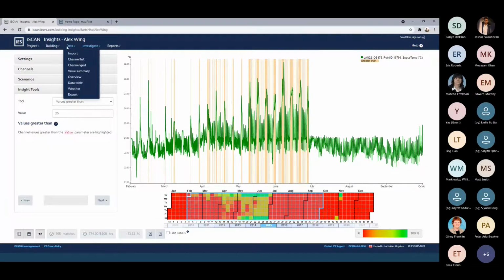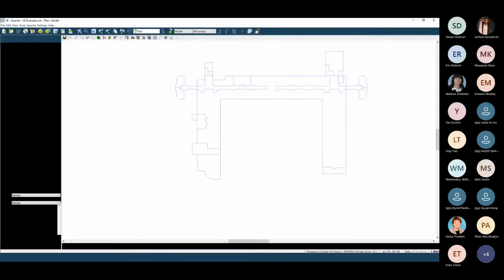And there are so many other parts of this. We can set up rules and alarms for the data. We can export the data. So if you have real profiles from your building, you can export them and connect them to this tool here.